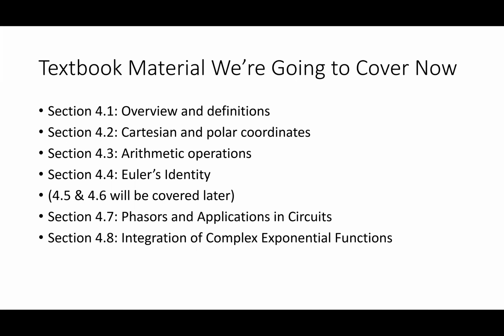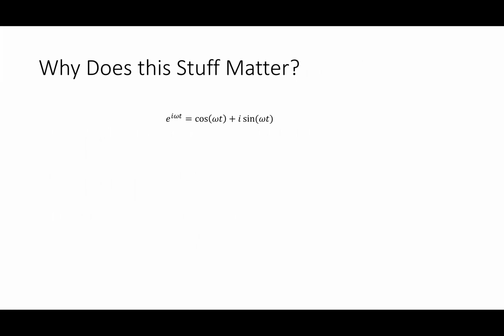All right. So just a kind of a key section. Chapter four is where complex numbers are talked about. We're skipping 4.5 and 4.6 for now, although we will come back to them, all right, when it's relevant.